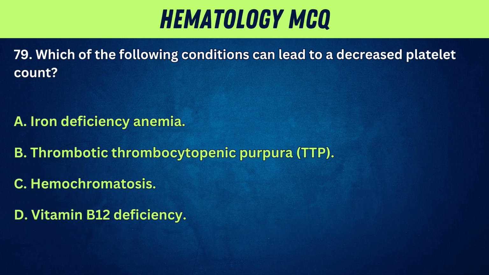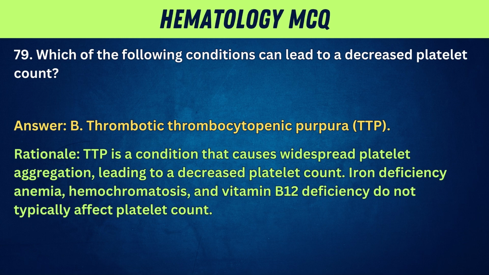79. Which of the following conditions can lead to a decreased platelet count? A. Iron deficiency anemia. B. Thrombotic thrombocytopenic purpura, TTP. C. Hemochromatosis. D. Vitamin B12 deficiency. Answer: B. Thrombotic thrombocytopenic purpura, TTP.